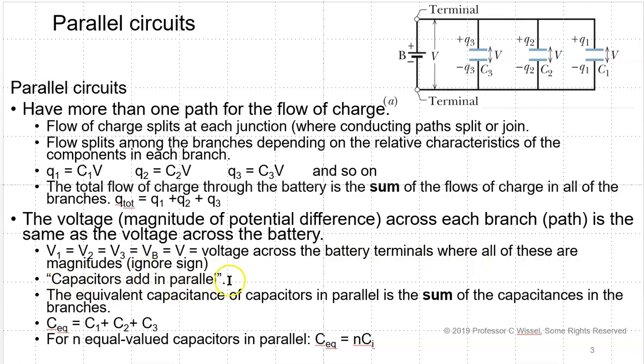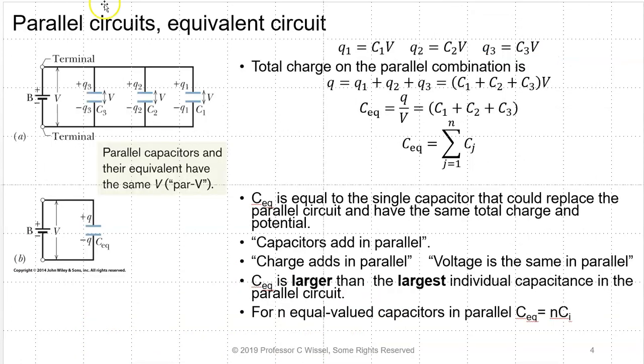Capacitors add in parallel. So the equivalent capacitance of a group of capacitors in parallel is the sum of the capacitances in the branches. So C equivalent is C1 plus C2 plus C3. If they're all exactly the same, for N of them, C equivalent is N times Ci, where Ci is the capacitance of one. So we want to turn this circuit into that one.